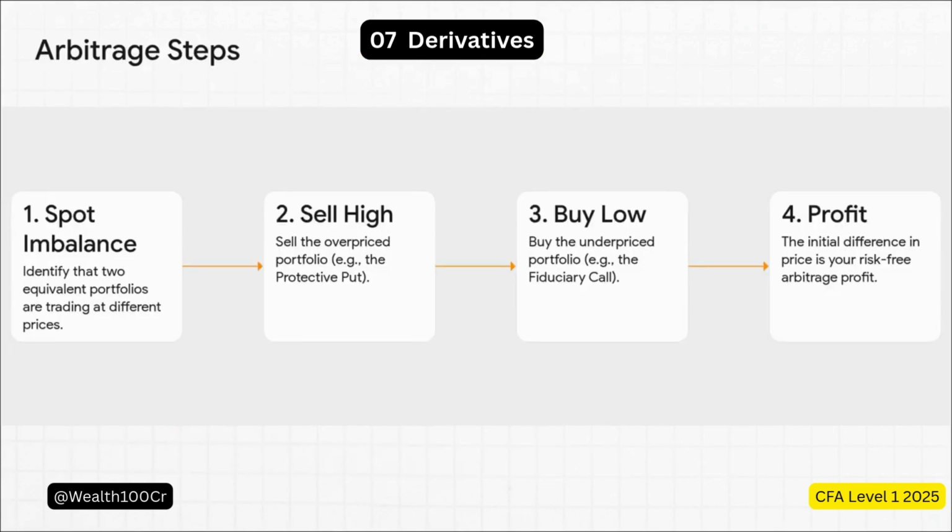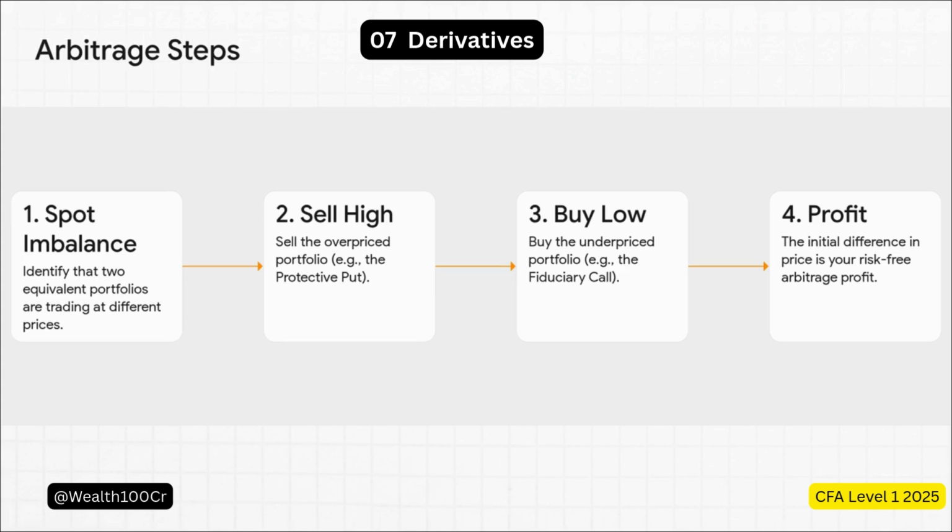So how do we do it with our baskets? The process is very simple. Just 4 logical steps. First, you spot the mistake. You see the scale is tilted. One basket is priced cheaper than the other. Second, you sell the expensive basket.